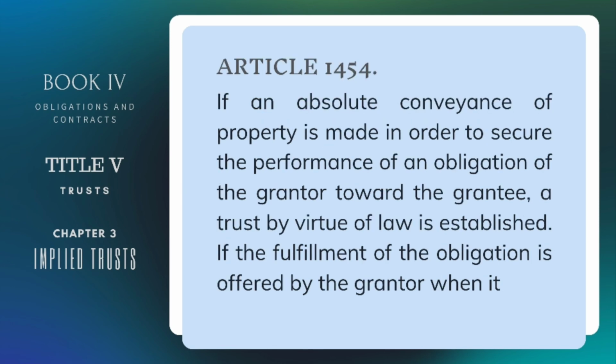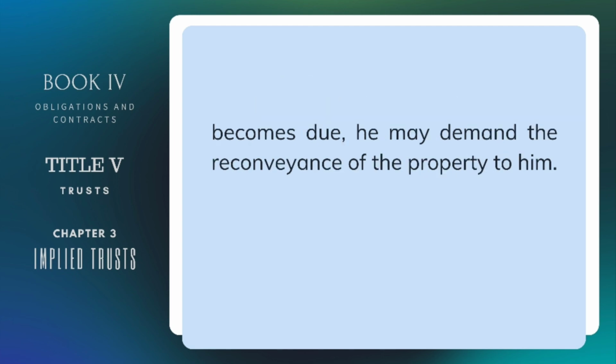Article 1454. If an absolute conveyance of property is made in order to secure the performance of an obligation of the grantor toward the grantee, a trust by virtue of law is established. If the fulfillment of the obligation is offered by the grantor when it becomes due, he may demand the reconveyance of the property to him.